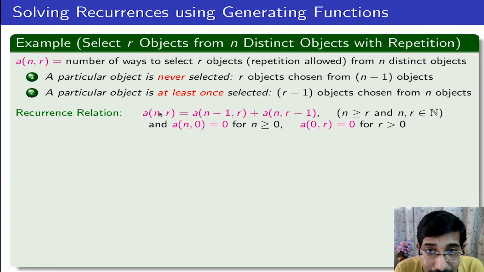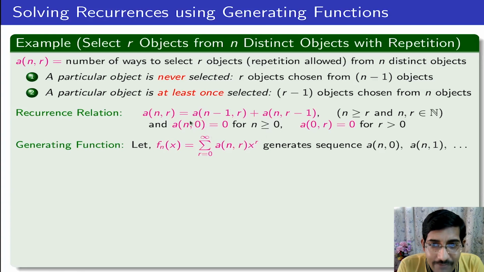Remember, earlier we had recurrences with one particular term index going; here there are two indices going. If you have to choose no object from n, there is one way; and if there are no objects but I tell you to choose something of them, you cannot do it, so it's 0. So these two are my base conditions. Now let us see how we can solve this recurrence. We have the base conditions, we have the recurrence relation. It's a two-dimensional recurrence in that sense.